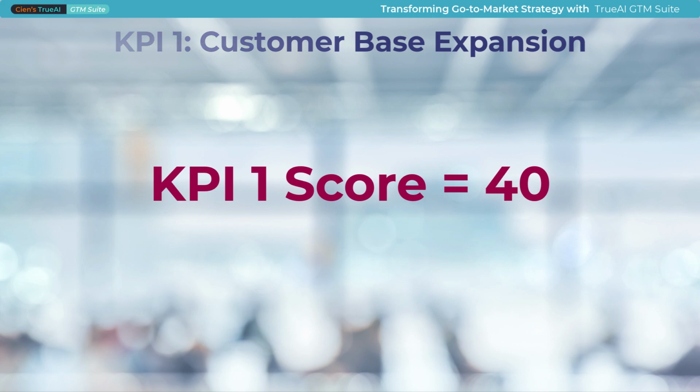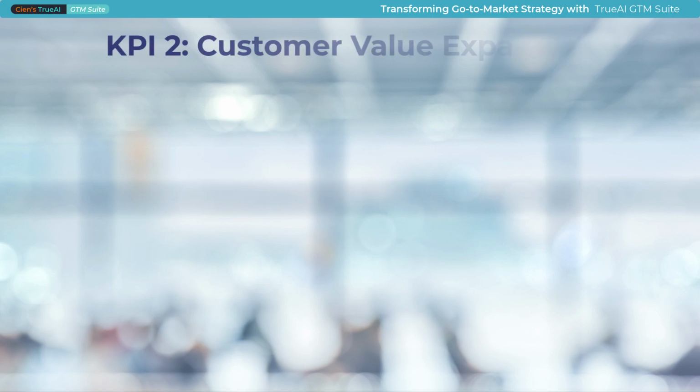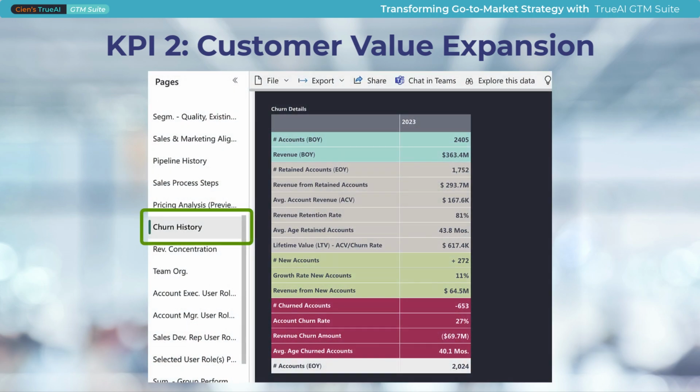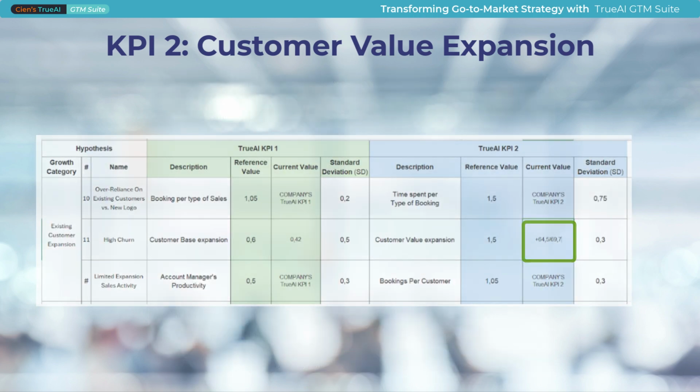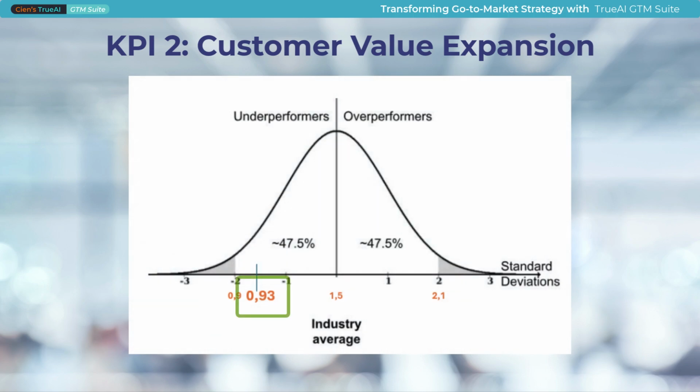Now we move to TrueAI KPI 2 and repeat the process. TrueAI KPI 2 is customer value expansion. We will compare the revenue from new accounts, $64.5 million, divided by the revenue churn amount, $69.7 million. The ratio is 0.93, which is below the reference value of 1.5. If we standardize the value from 0 to 100, the score is approximately 10.